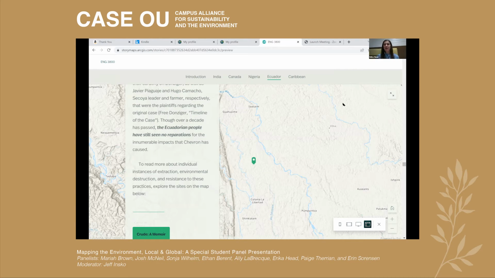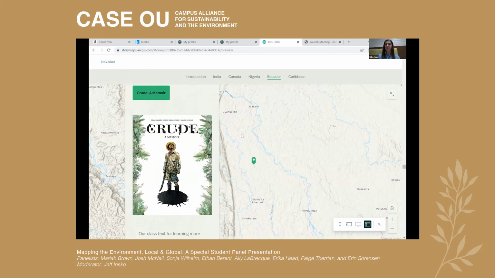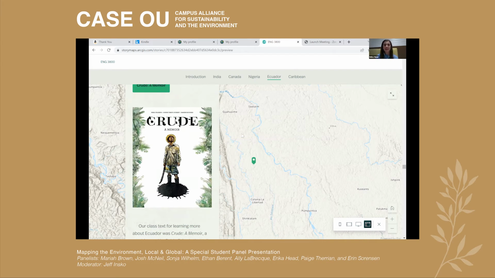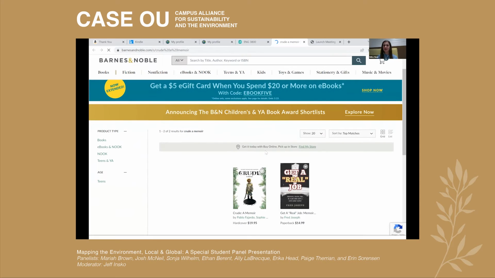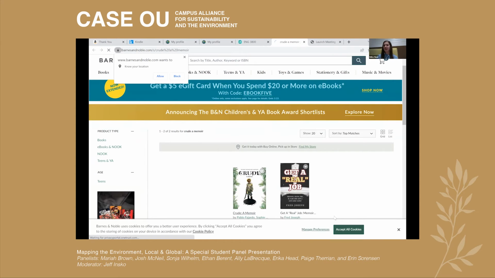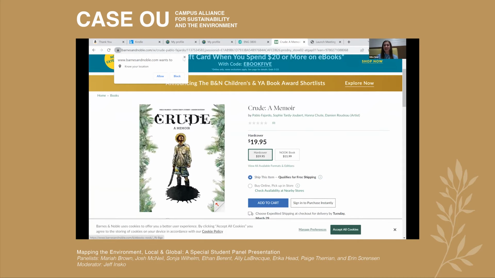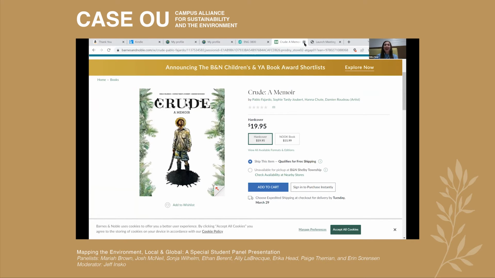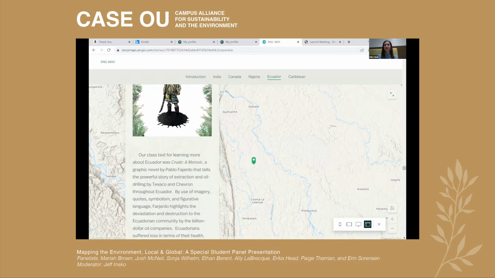Thank you. And to add on to what Allie was just mentioning about Chevron versus Texaco, the text we read for our class in the Ecuador book was called Crude. Allie, could you click the green button that says Crude, a memoir? One of the cool things with this software is we're able to insert links. So I was able to insert a link to Barnes & Noble or someplace like Amazon where you can buy the book. We were just trying to use technology in a way to show books, articles, shopping sites. You can go back now. Thank you. I just thought that was a very neat feature of the map that you don't usually get in PowerPoint or Prezi.